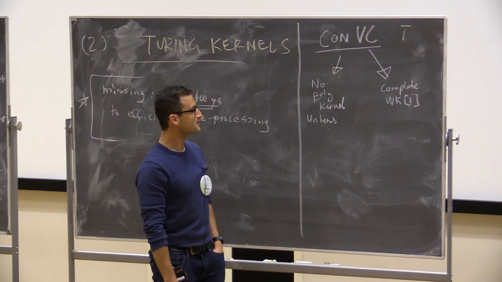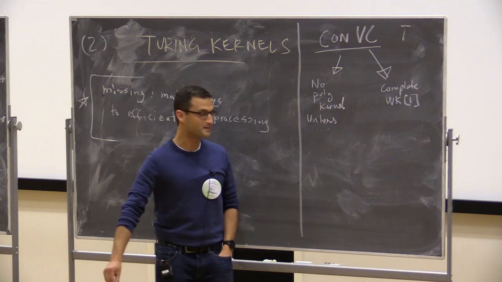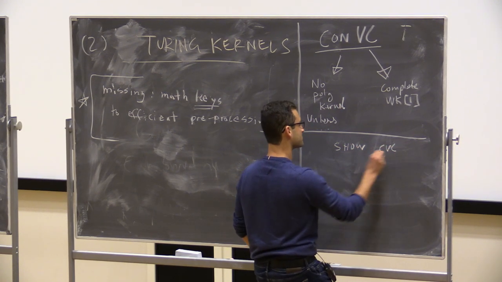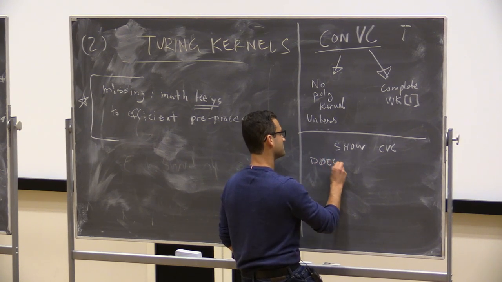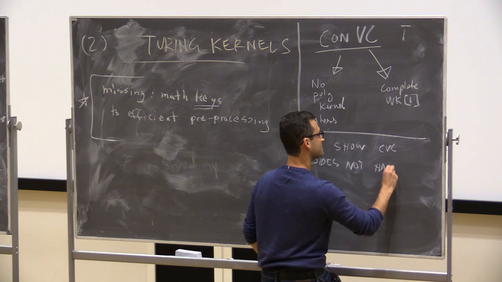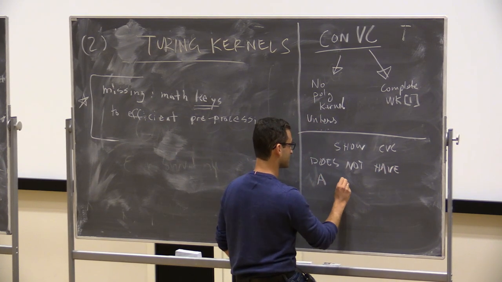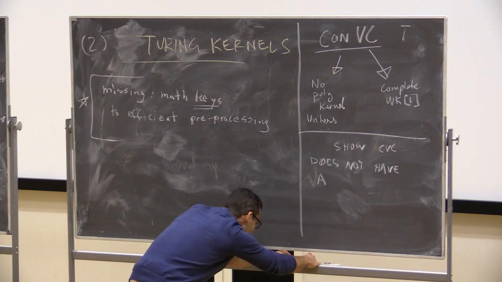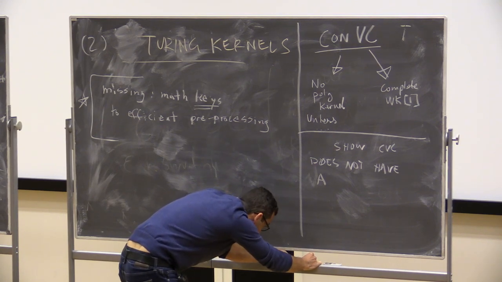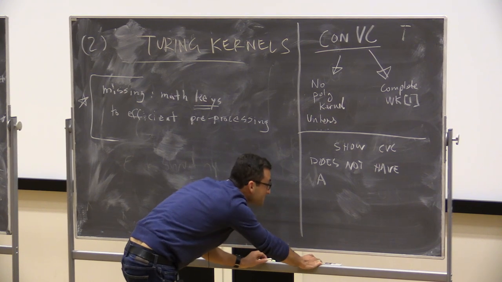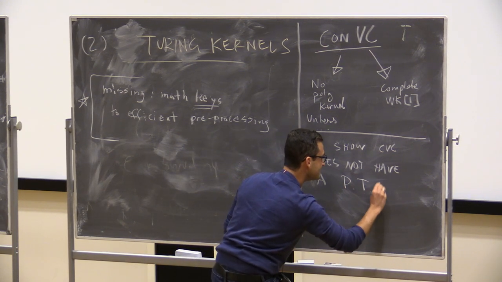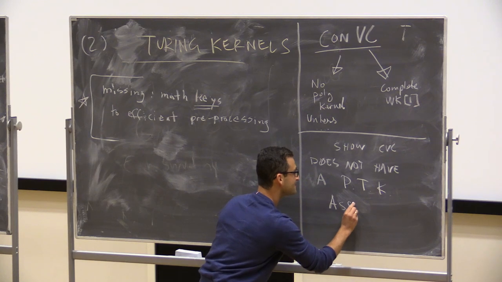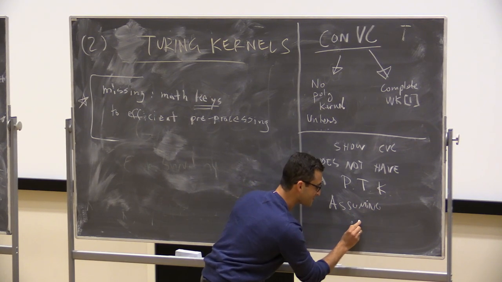Good. So now the open problem is sort of obvious, and this is to show that connected vertex cover does not have a polynomial Turing kernel. So I'm just going to write PTK for simplicity. Okay, I'm going to use one of these giant, oh god, there's actually a small chalk over here. Not one of those giant color ones. There you go. PTK, so polynomial Turing kernel. Okay? Assuming dot dot dot, and now I'm going to define to you what dot dot dot means.